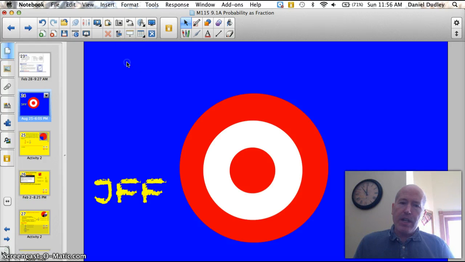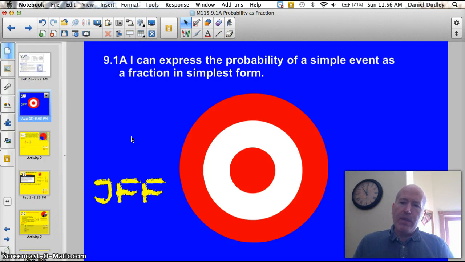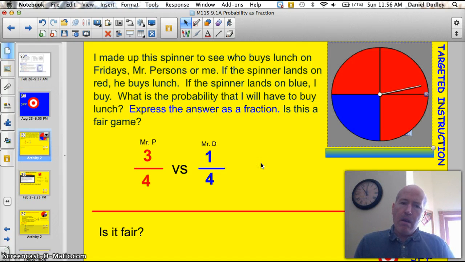Tonight officially our target is 9.1a. I can express the probability of a simple event as a fraction in simplest form. Let's do this thing. I made up this spinner to see who buys lunch on Fridays, Mr. Persons or me. If the spinner lands on red, he buys lunch. If the spinner lands on blue, I buy. What is the probability that I will have to buy lunch? Express the answer as a fraction in simplest form.